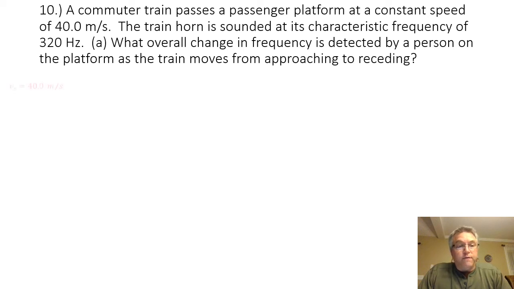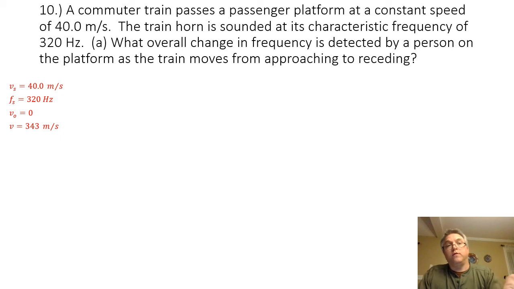So the train is moving at 40 meters per second, and the train is our source. Actually, the whistle on the train is the source, but the whistle is moving the same speed as the train. That's 40 meters per second. The frequency emitted by the whistle is going to be 320 hertz. The observer is standing on the platform, so their velocity is 0. And again, we're not specifying an air temperature, so we're going to assume room temperature of 20 degrees Celsius, which will make the velocity of the sound wave 343 meters per second.